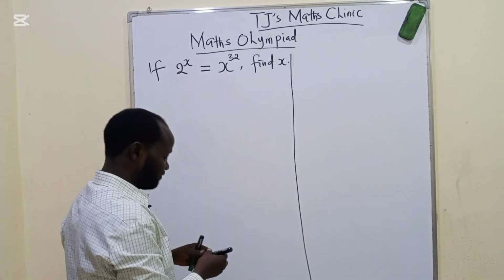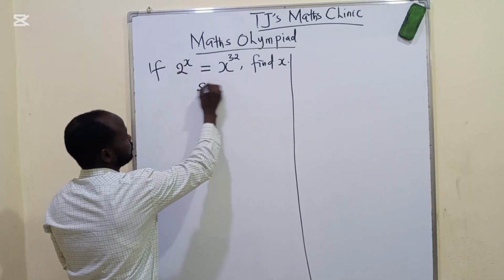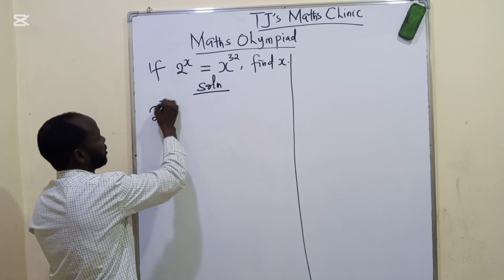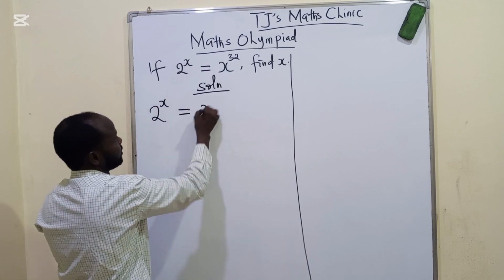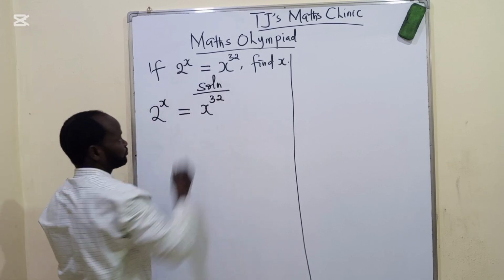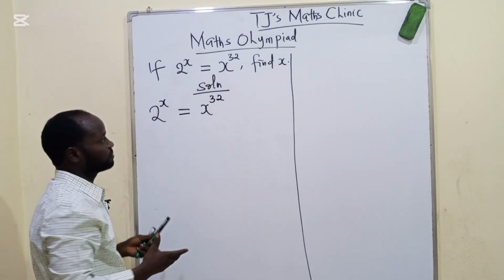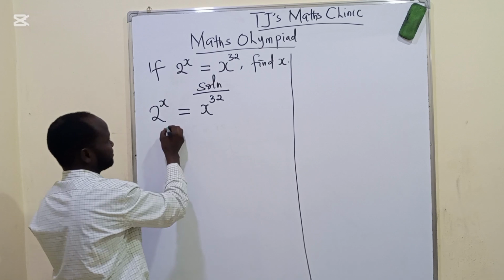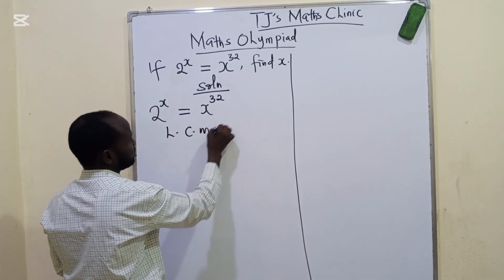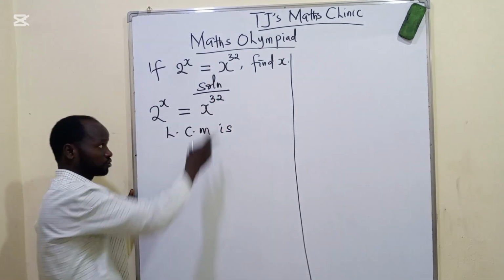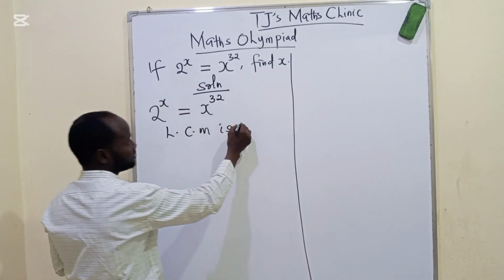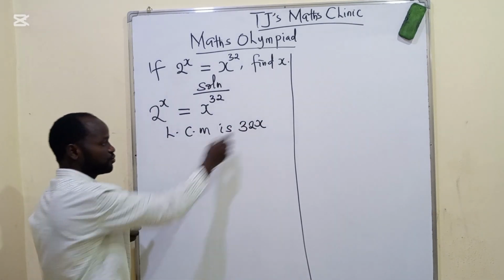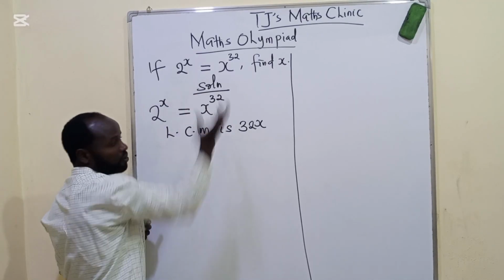Let's look at how we can solve for x. First thing to do, we write down the solution, and we have 2^x = x^32. Step 1 is for us to find the LCM of these powers. The LCM of these powers is just their product, that's 32 times x, which will be 32x.